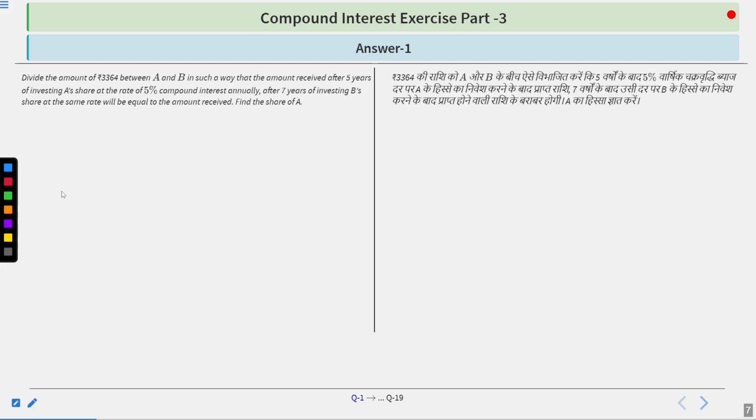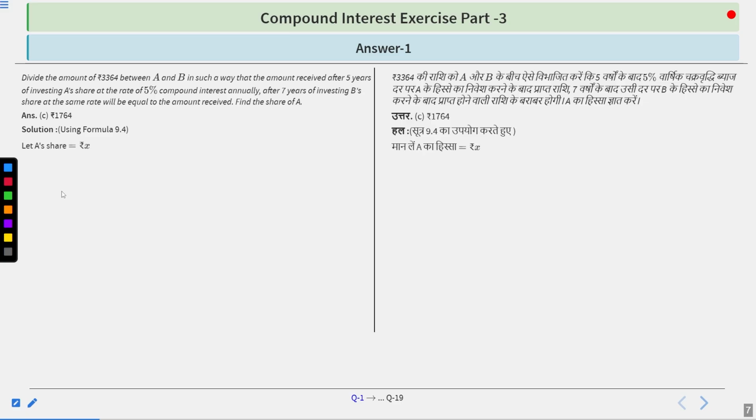Now we have to divide the amount of 3364 between A and B in such a way that the amount received after 5 years of investing A's share at the rate of 5%, and after 7 years of investing B's share at the same rate, will be equal. We have to find the share of A. The answer to this question is option C, rupees 1764, and we are going to use formula 9.4 to solve this question.